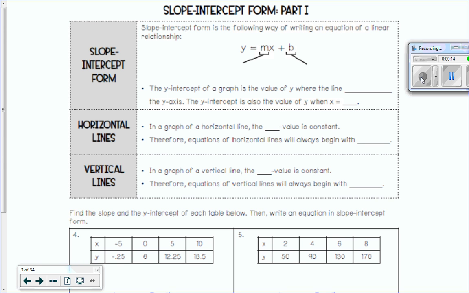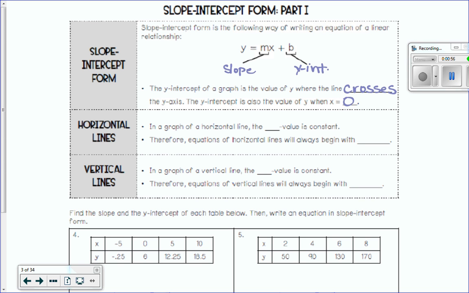Alright, so slope-intercept form is the following way of writing an equation of a linear relationship. We saw this on Friday. We saw it on your reference material. We learned, what does M represent? Slope. Good. B represents? Good, that's your y-intercept. The y-intercept of a graph is the value of y where the line crosses the y-axis. The y-intercept is also the value of y when x equals, you got it, 0.